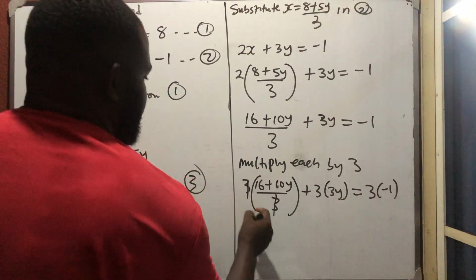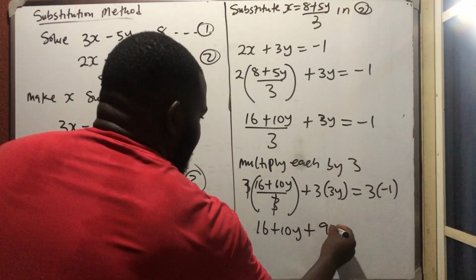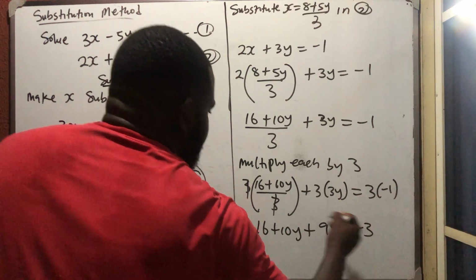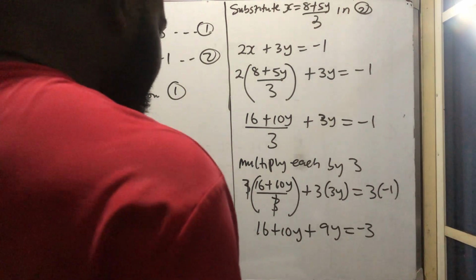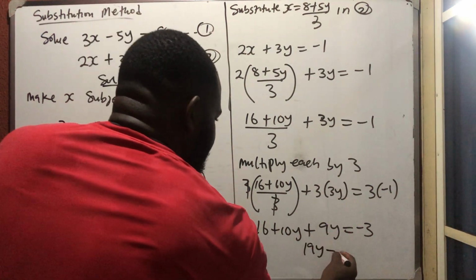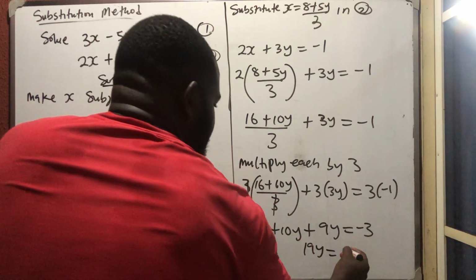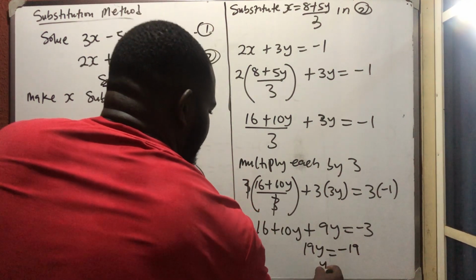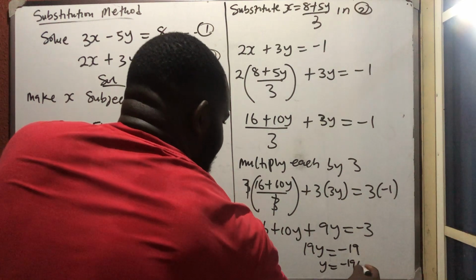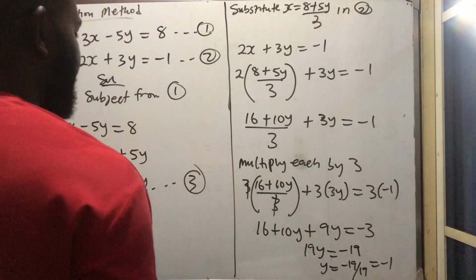So this takes care of this. I'm having 16 plus 10y plus 9y is equal to minus 3. This gives me 19y is equal to, this 16 moving here, minus 3 minus 16, which is minus 19. So therefore my y is minus 19 divided by 19, which is equal to minus 1. I have gotten my y to be minus 1.